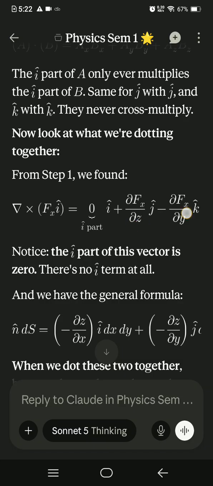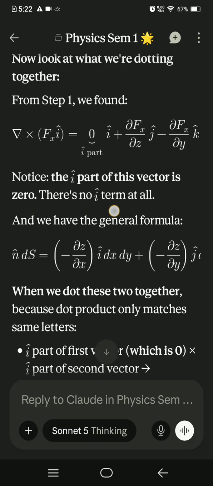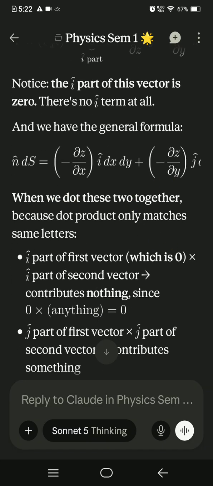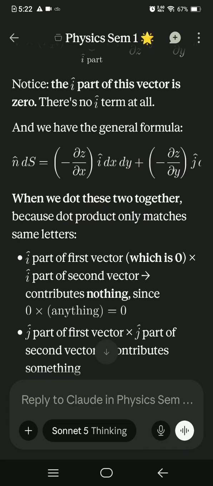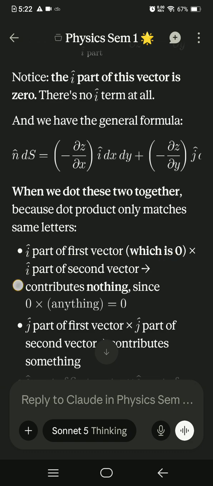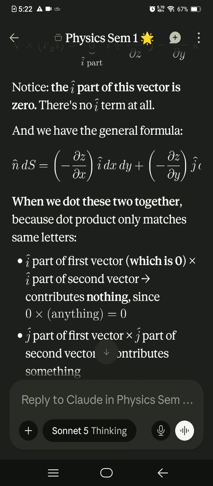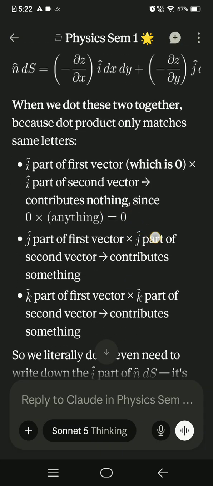I part is 0, we have J and K. Notice the I part of this vector is 0, there is no I term at all. We have the general formula as this. When we dot these two together, because dot product only matches same letters, I part of first vector, which is 0, times I, so this becomes 0. I part of the second vector contributes nothing since it is 0, anything times 0 is 0.